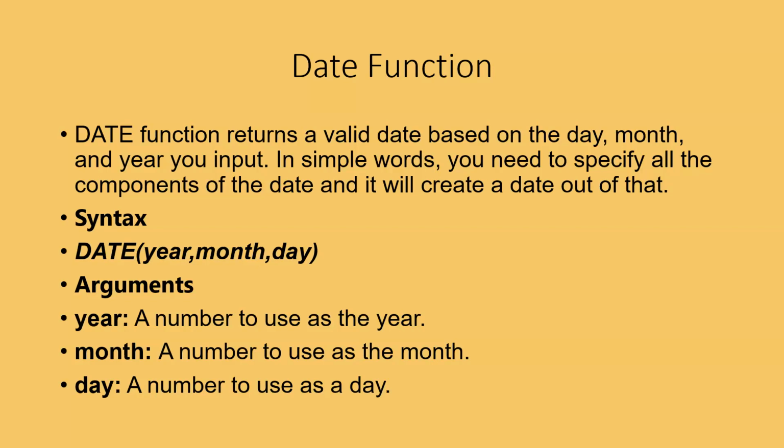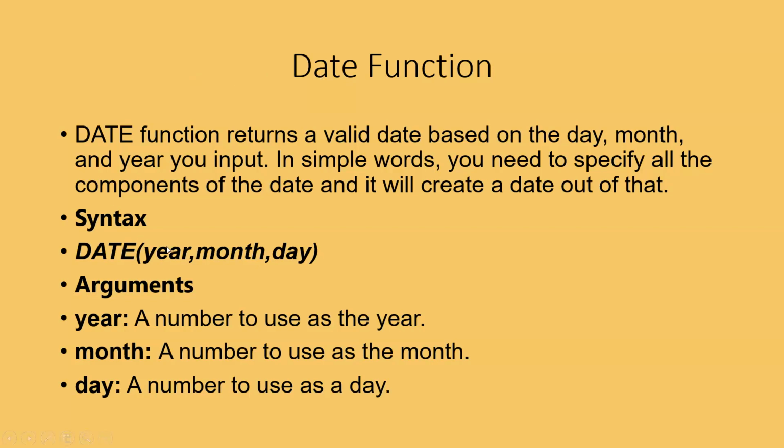In simple terms, you need to specify all the components of a date, and it will create a date out of that. A date will have a day, month, and year. Some people prefer day, month, and year; some equally say they want year, month, day. Depending on how you specify your dates, it can take it. But if you look at the syntax here, the date function will take 3 parameters.